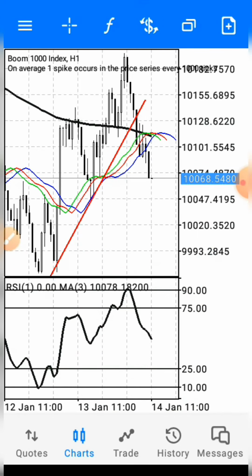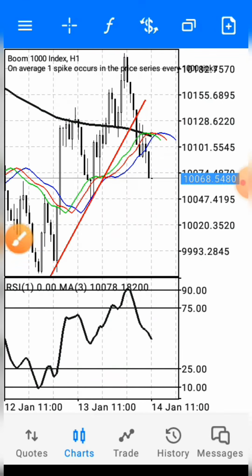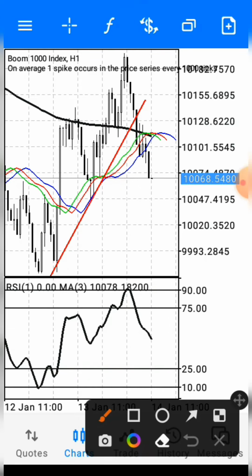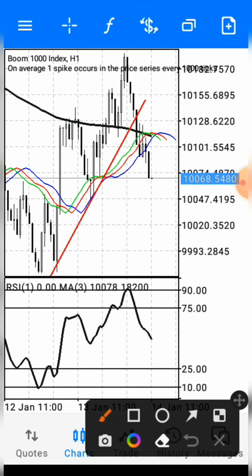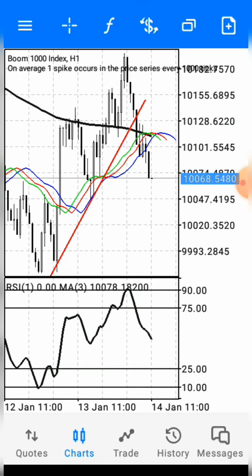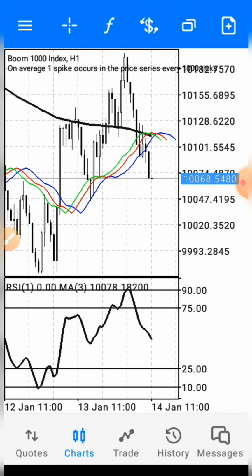Before I go there, let me show you another thing, for those of you who will not be able to draw a trend line or know anything like this, just make sure you follow these rules. Once you see that price is below this 200 moving average right here, just like you have seen here, let me delete this red trend line.